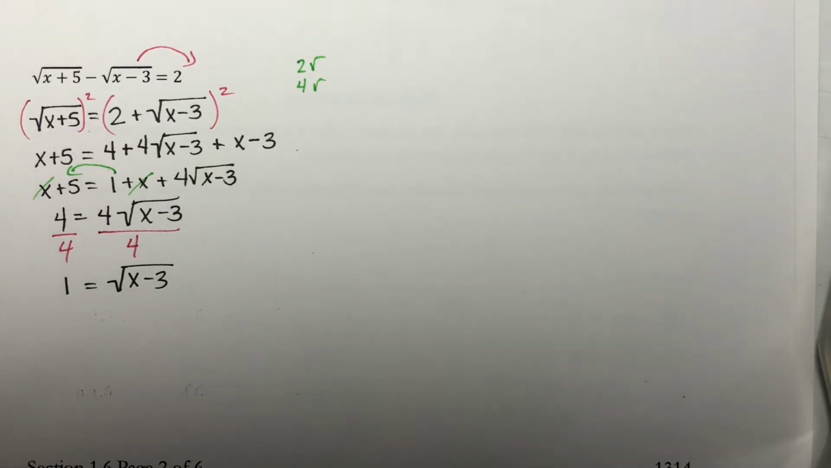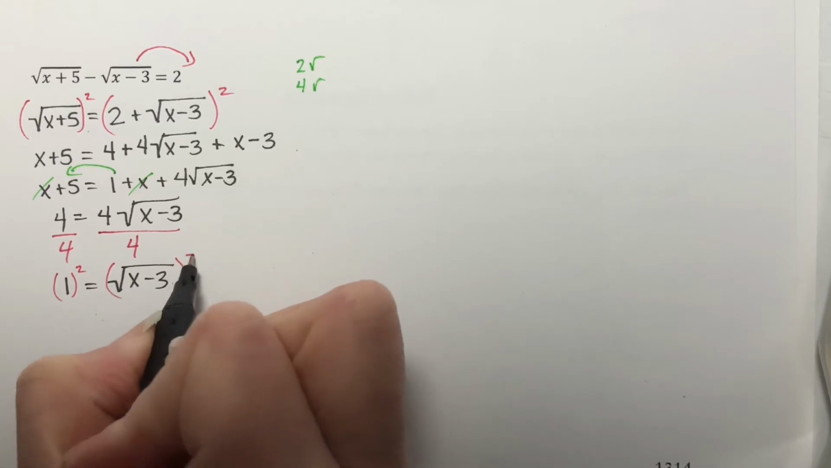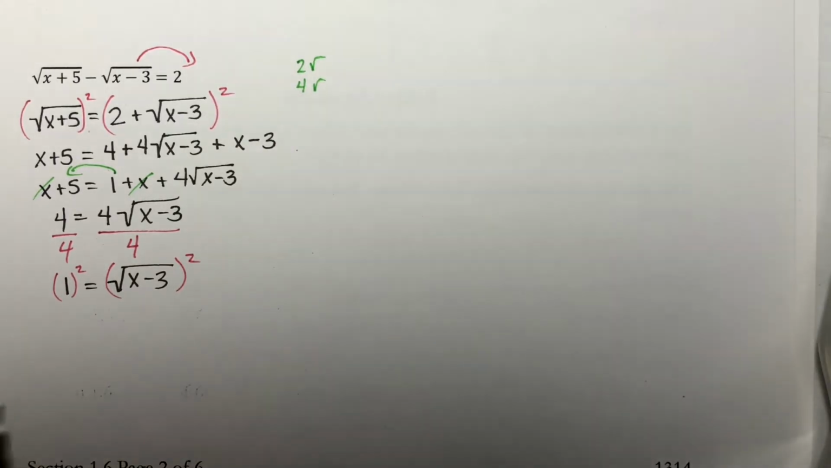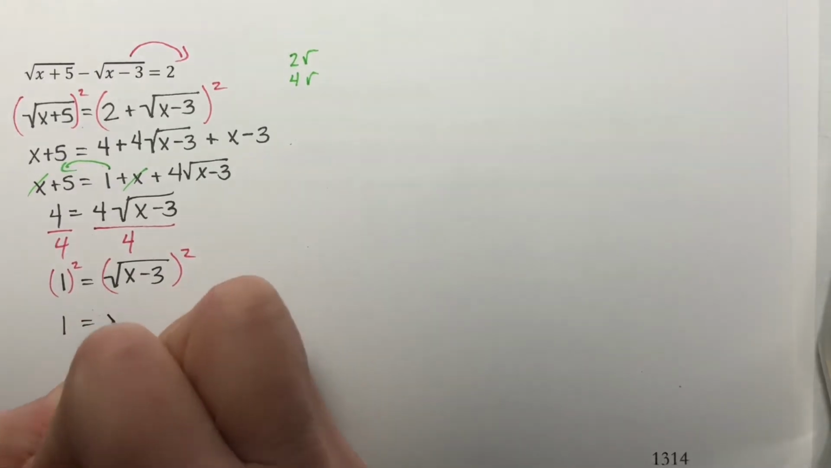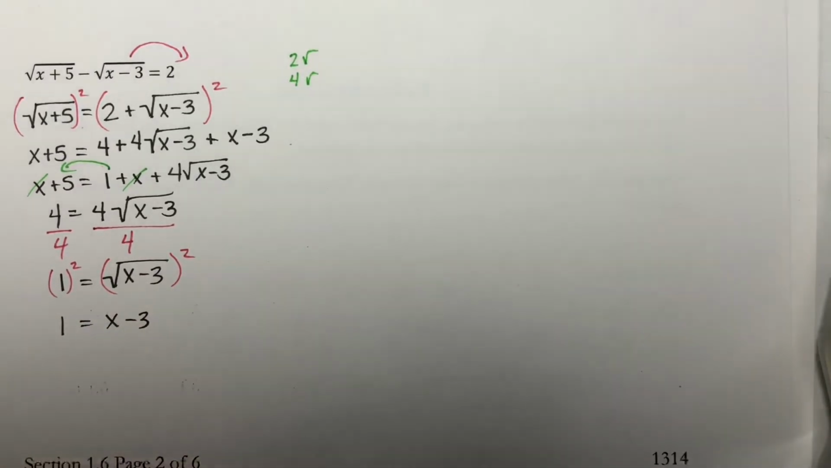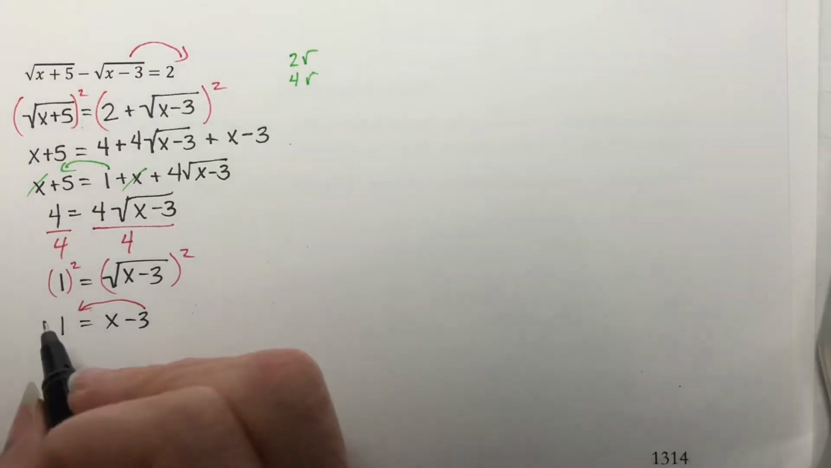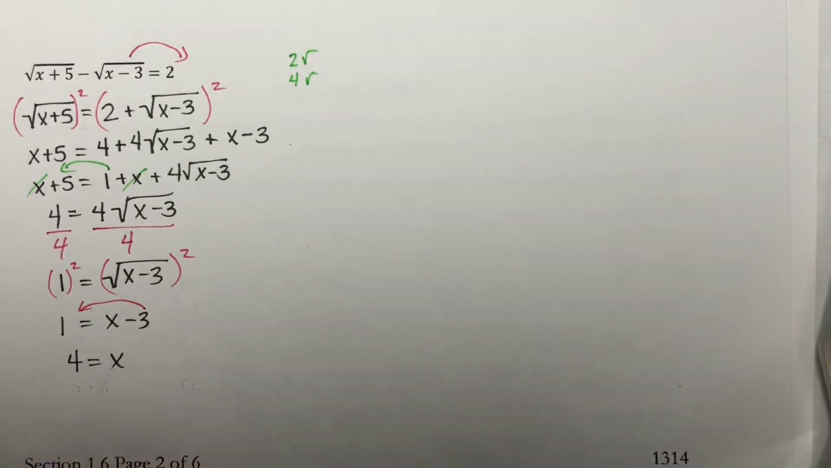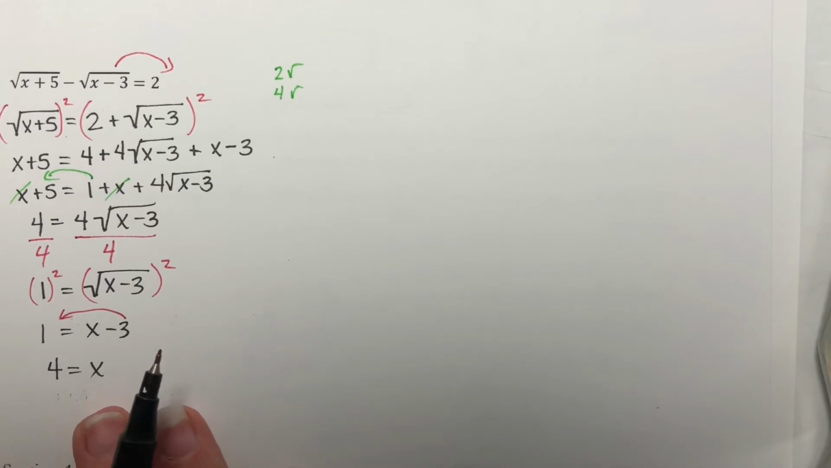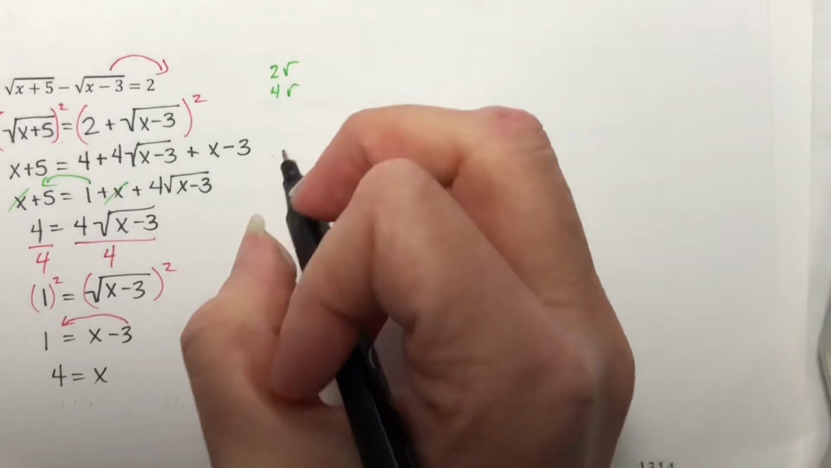Now I have that radical by itself again, so I can square both sides again. 1 squared is 1, and I square the square root, I get x minus 3. Now let's add 3 to both sides, and I get 4 is equal to x. Now this is only a potential solution at this point. I need to take this and plug it in up here to see if it works.